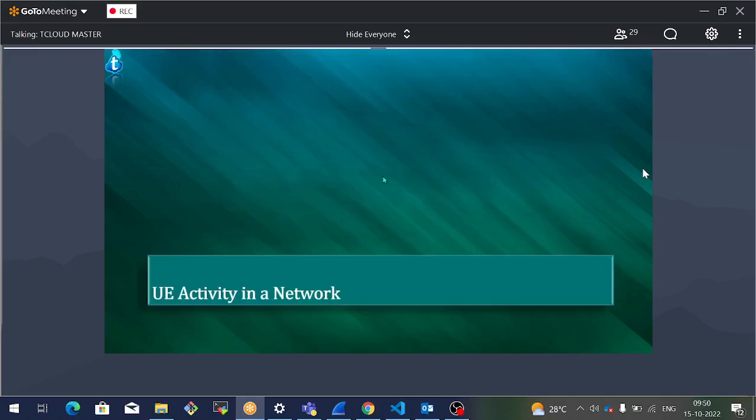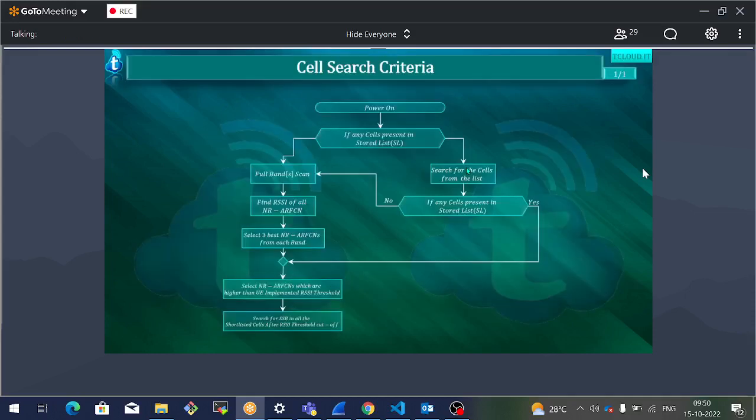So how does the UE do this task? What is the UE's activity in a network? There is actually a complex mechanism. I'm not going to take you through all the complex mechanism at one stage itself. I will be introducing these in bits and pieces in different places. For today's relevance, this is the way that I'm presenting the UE's activity.